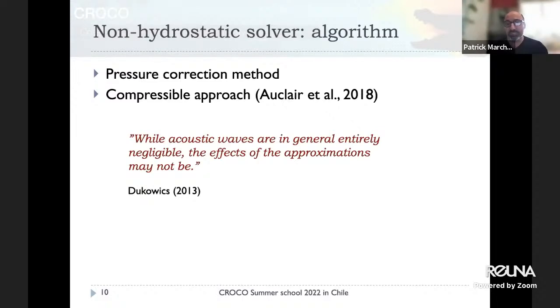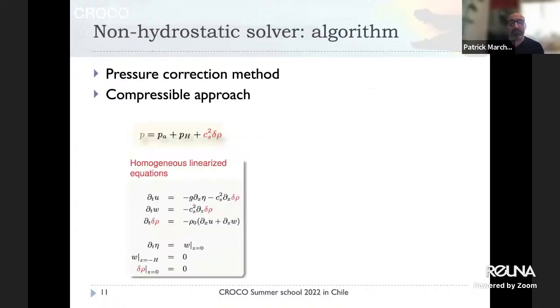But we can add to this the fact that the compressible approach may be simpler to implement and with numerical and computational advantages. So I will try to illustrate this very quickly also. So I take the same equations as before, but instead of using non-hydrostatic pressure, I convert this non-hydrostatic pressure into something that is proportional to compressible density.